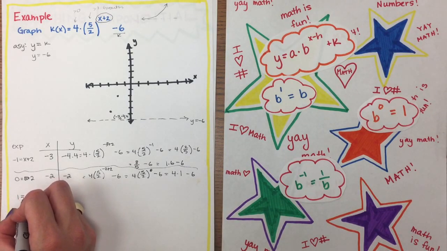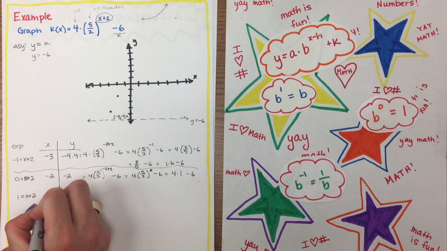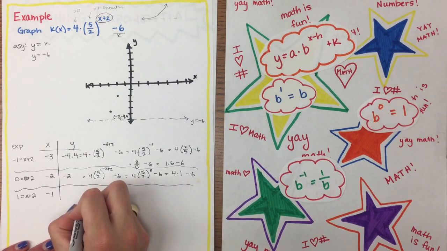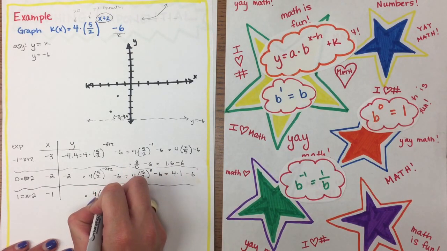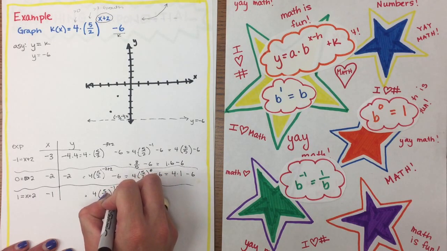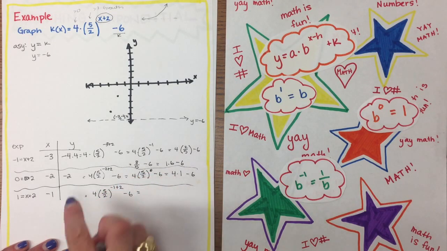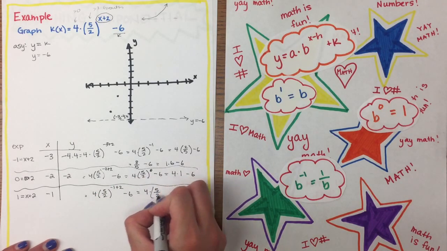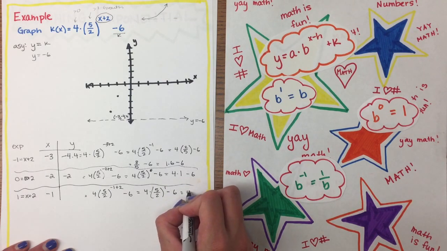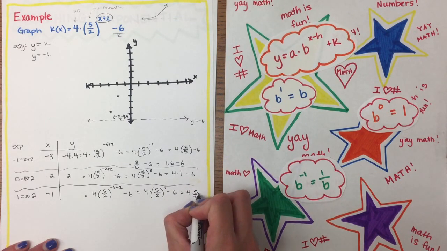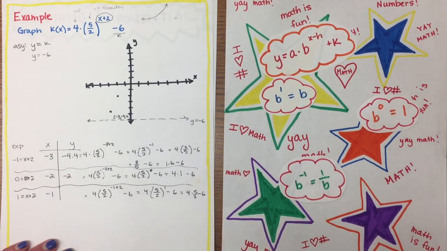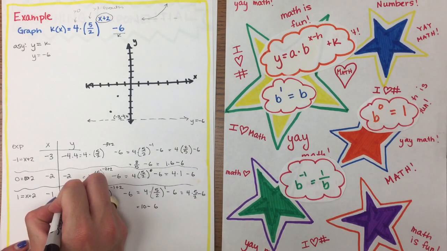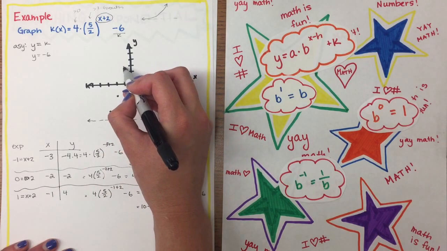And if I want my exponent to be 1, that means I should input an x value of negative 1. So that would give me 4 times 5 halves to the negative 1 plus 2 minus 6. 4 times 5 halves to the 1 minus 6 is just 4 times 5 halves minus 6. 4 times 5 halves will end up being 10. Minus 6 is going to be 4. So then I have negative 1, 4.